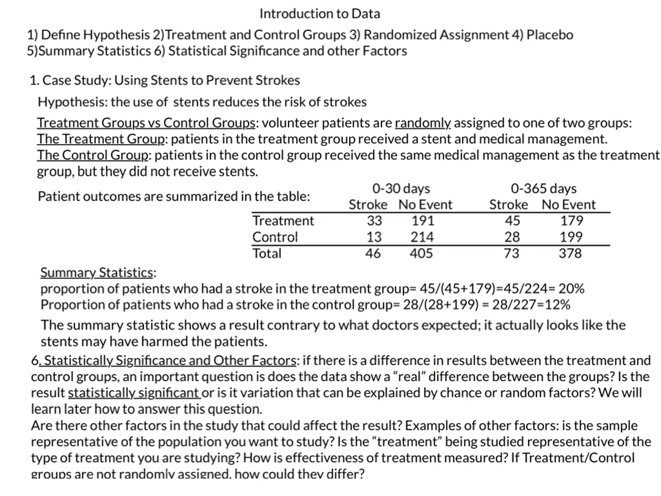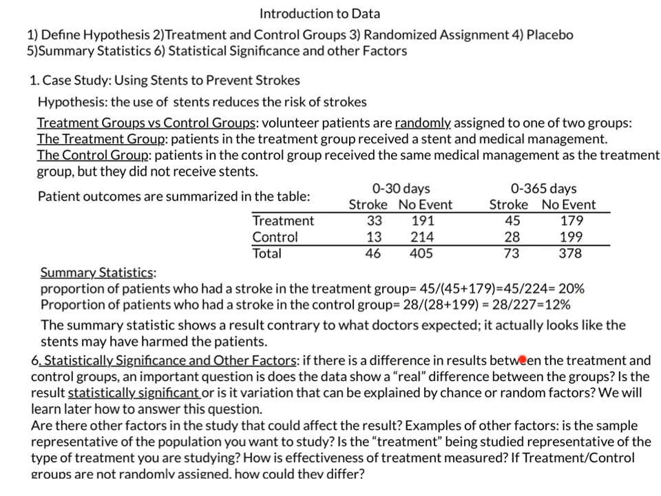If there's a difference in results between the treatment and control groups, an important question is: is there a real difference between the groups? Is the result statistically significant, or can it be explained by chance or random factors? Here, we do have a difference between the treatment and the control group. It looks like the treatment group had a 20% chance of stroke, whereas the control group only had a 12%. So the treatment group seems to be 8% more likely to have a stroke.